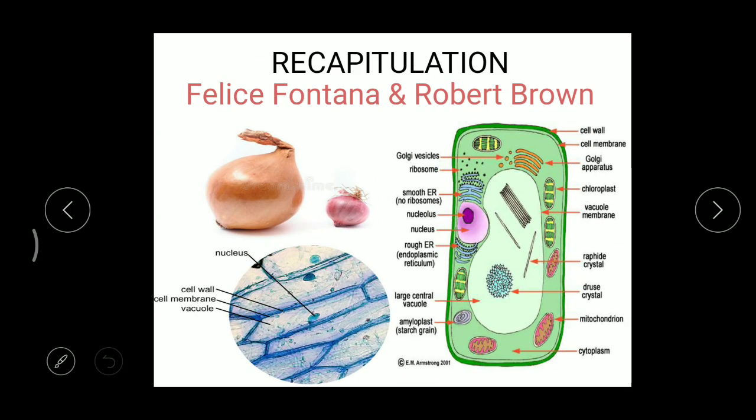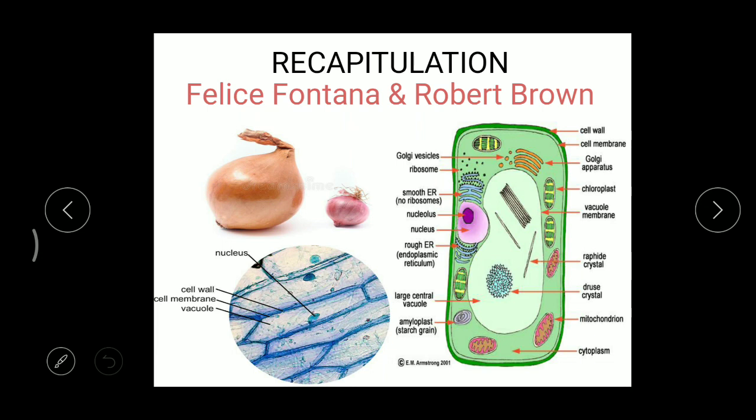Already we started lesson 1, that's "Cell: the basic unit of life." So let's make a quick recapitulation. For the first time, the word cell was used by a scientist, Robert Hooke, and he called that a cell, which means little room.